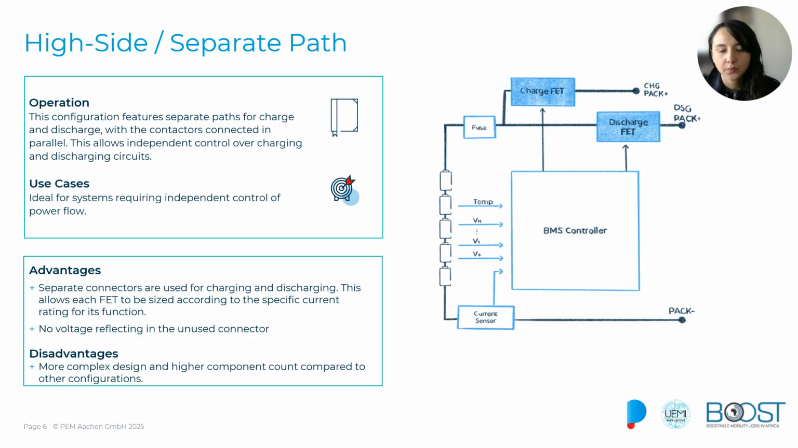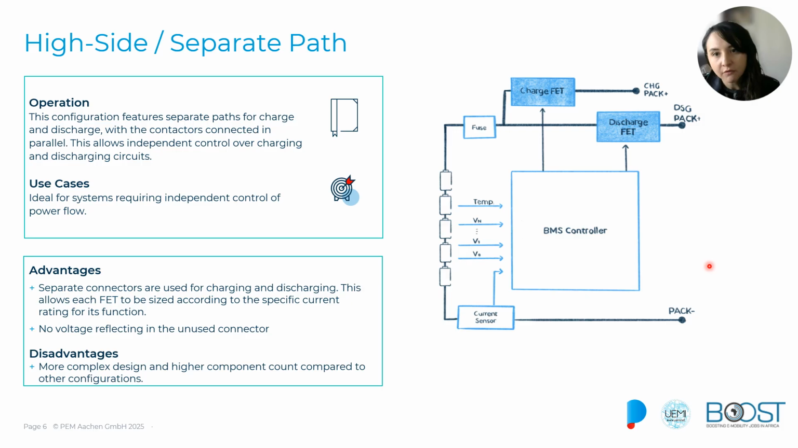And in addition, we can have separate paths. In this case, we have a configuration that has two FETs in the high side, and they have this separate configuration. As you can see here, we have independent connectors and contactors. We have one contactor and one connector for charging and another one for discharging. This is also possible to implement in the low side, with both contactors connected to the ground.